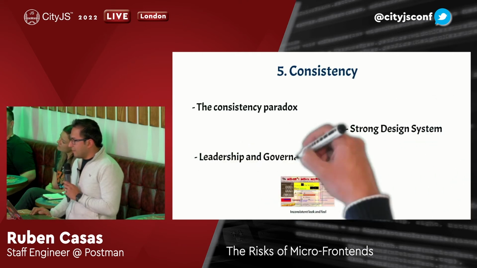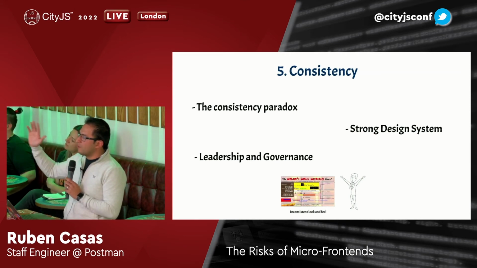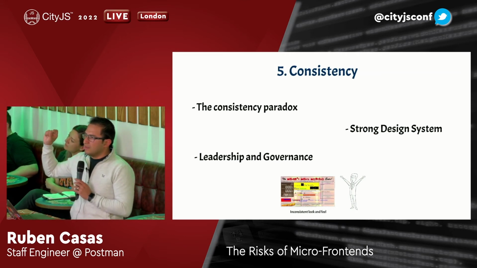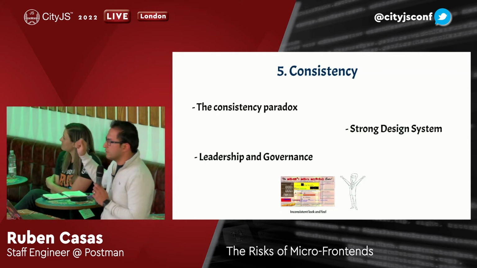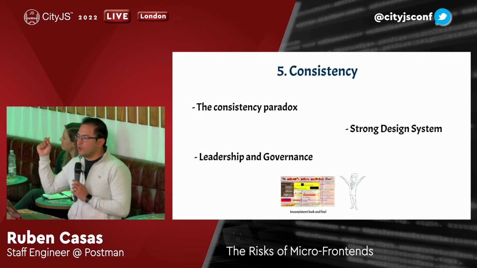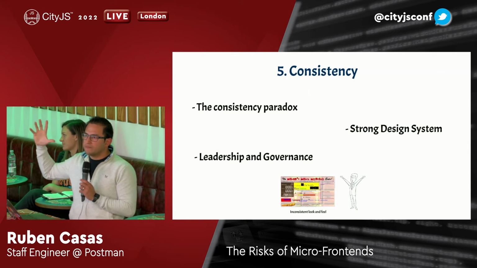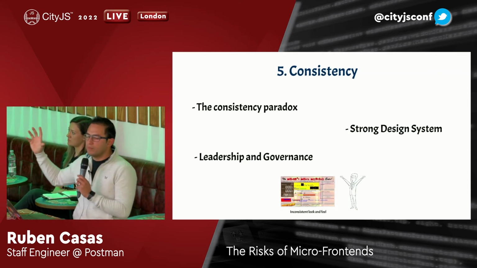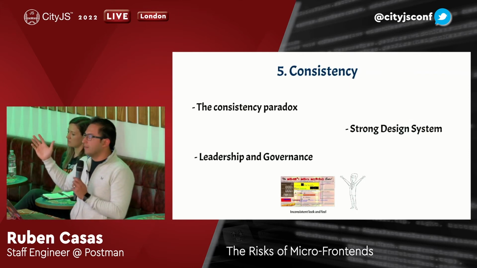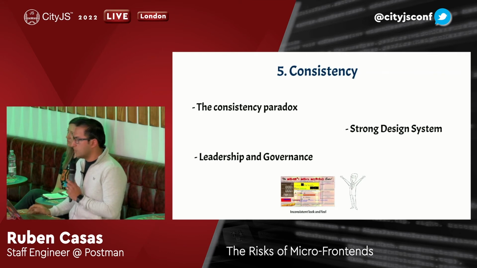And the Frankenstein monster website with inconsistent look and feel. This comes up a lot. And listen, it's not a problem with micro-frontends. I think it is more to do with having a strong design system and strong leadership and governance. When you are distributing things, there is what I like to call the consistency paradox. How do we keep something looking uniform when it's made up of multiple things? And again, it's something that you can fix with a really strong design system and with some governance.